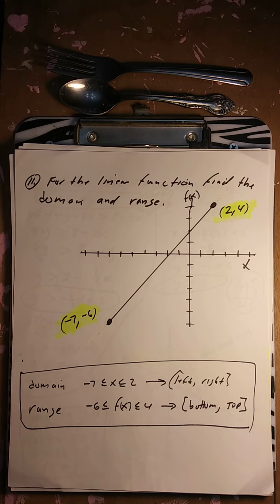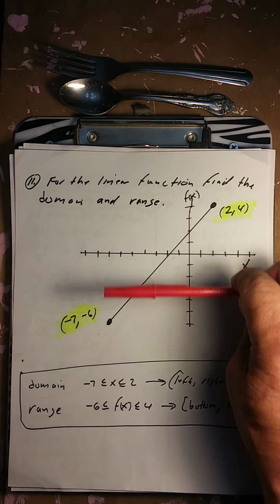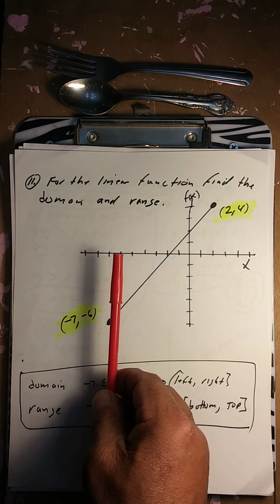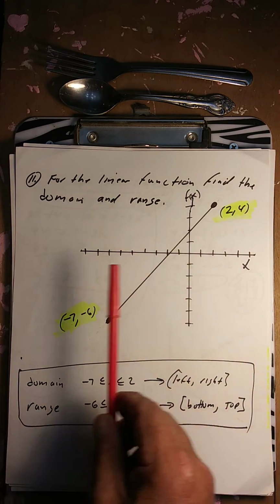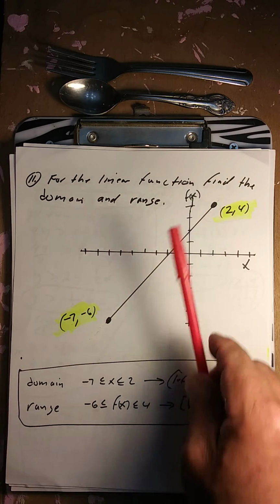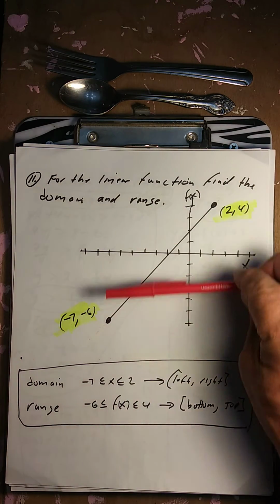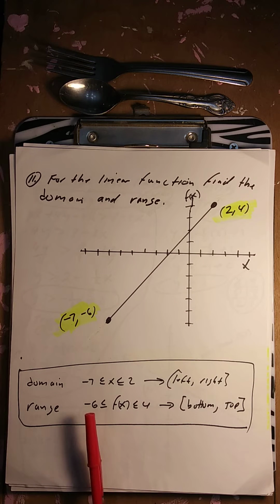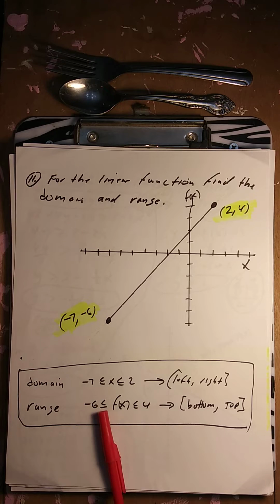So now, for the linear function, find the domain and range. Domain means left and right. Range is bottom and top. So to the left, we'll go negative 7 and 2. So negative 7 and 2, that's the domain, trapped right there. Range, bottom, from negative 6 to 4. So domain, negative 7, let's go to x, that's in 2. Range, negative 6, that's in f of x, that's in 4, or equal to 4.